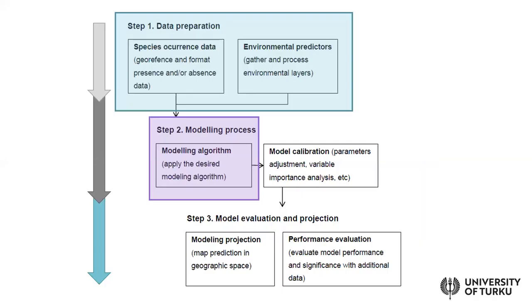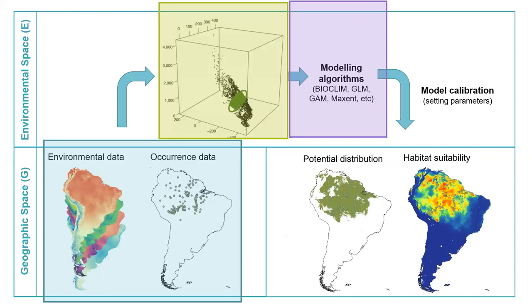Again, if we see the steps on how to model species distributions, we are in part of the second step. We already chose the modeling algorithm that we're gonna use, which is MaxEnt. And now we're gonna learn how to calibrate, or let's say how to set the parameters of this particular model. We already have the data, we already chose the algorithm, and what we're gonna do now is calibrate our models in order to generate our suitability maps or distribution maps, and so on.